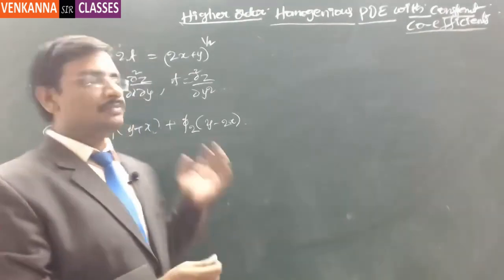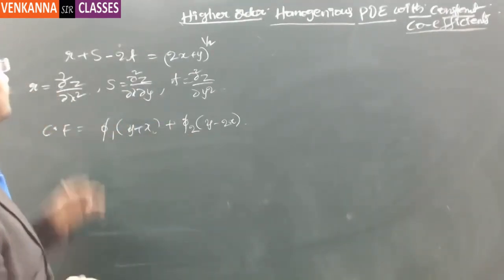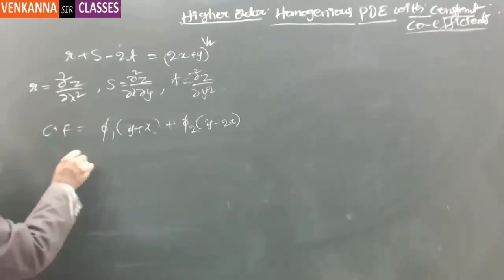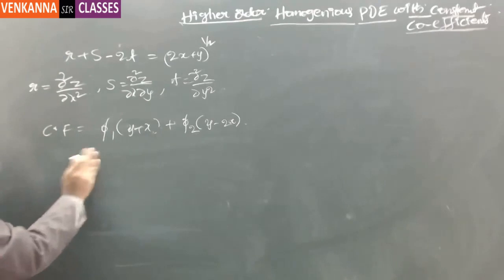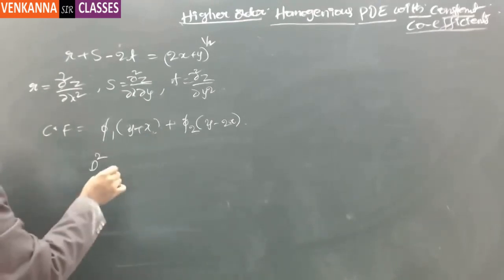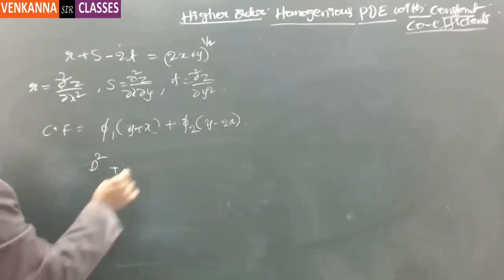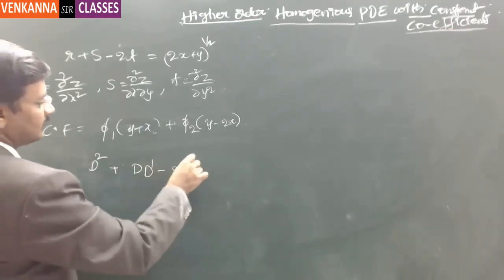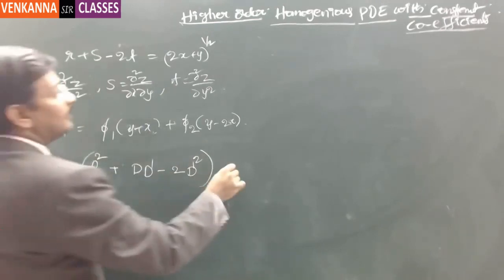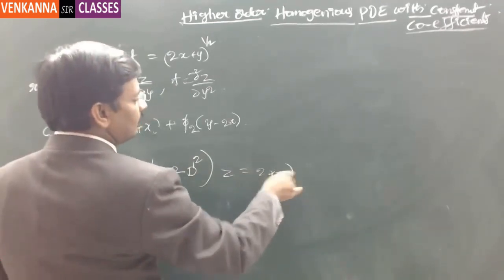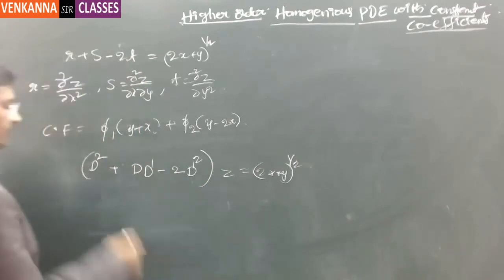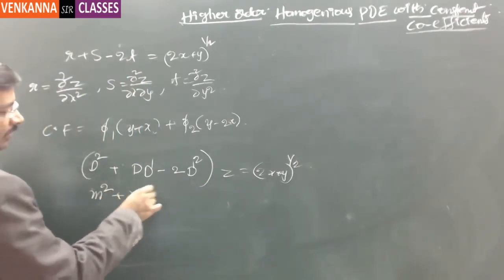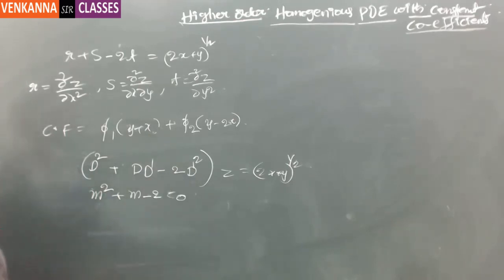Yeah. So see this. So this particular equation, we have r plus s minus 2t. R is del squared z by del x squared, or actually I call this D squared, and then plus s is DD dash, minus 2D dash squared of z is equal to (2x plus y) whole power 1 by 2. Now the auxiliary equation is m squared plus m minus 2 equal to 0. So this is the auxiliary equation.